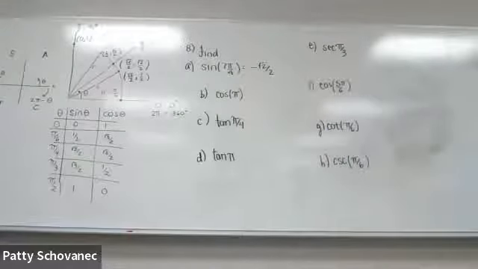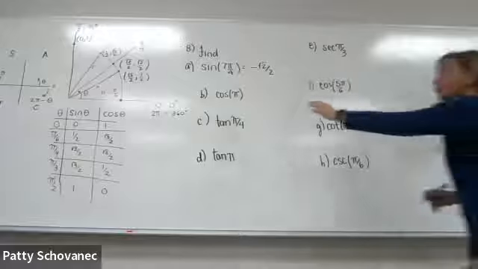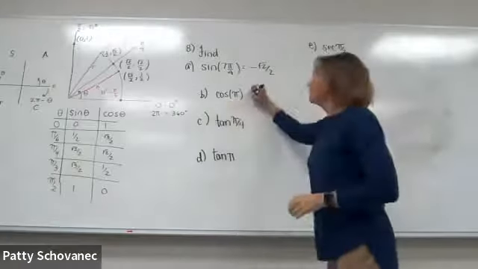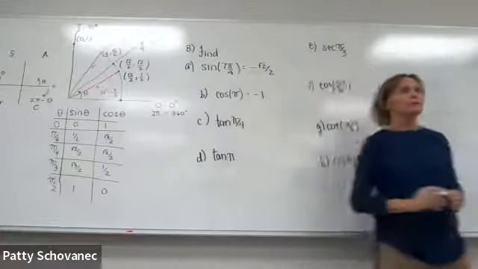Pi is a quadrantal angle. So pi takes me back to the negative x-axis. On the negative x-axis, the x coordinate, or the first member of the ordered pair, is -1.